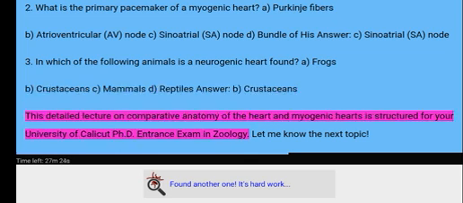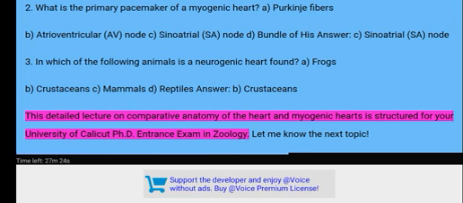Crustaceans. This detailed lecture on comparative anatomy of the heart and myogenic hearts is structured for your University of Calicut PhD entrance exam in zoology. Let me know the next topic.